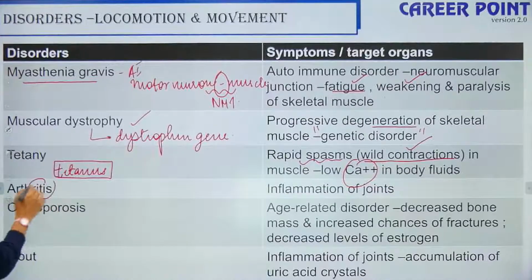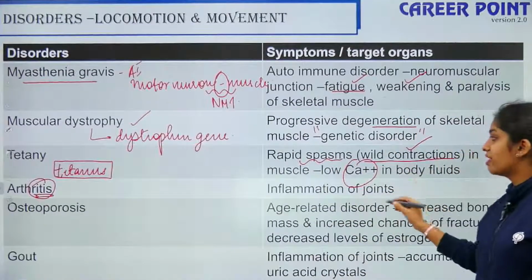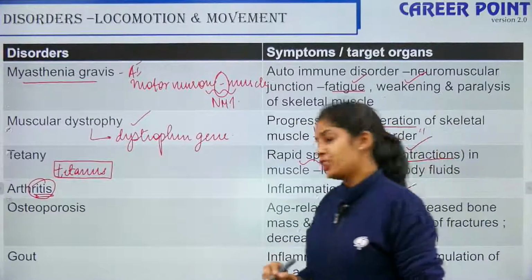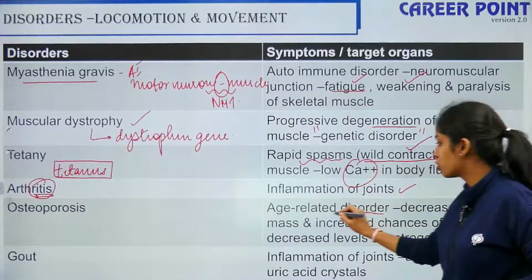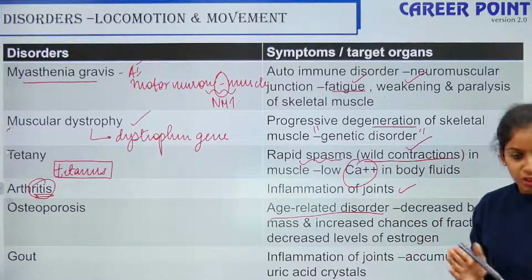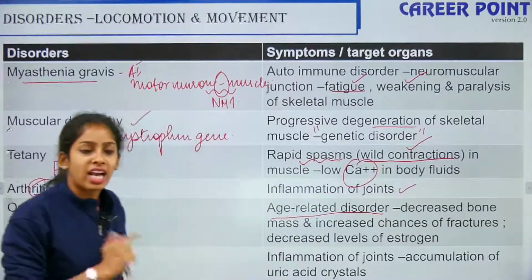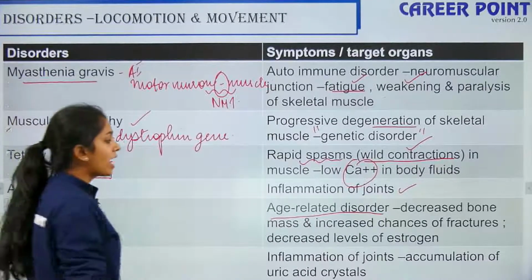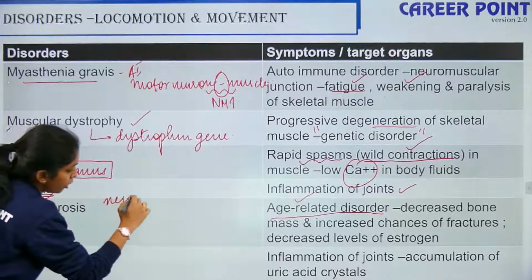So the next one is arthritis. Once again, if it ends in itis, it means inflammation. It is the inflammation of your joints. When you have inflammation, the swelling in your joints, that is arthritis. Okay. Then osteoporosis. Osteoporosis is an age-related disorder because for your bones you need calcium, right? Bones are made up of calcium salts. If you do not have calcium in your body, that makes the bone weak. Thus it causes osteoporosis. But why it is said to be age-related is because in females you have this condition known as menopause.